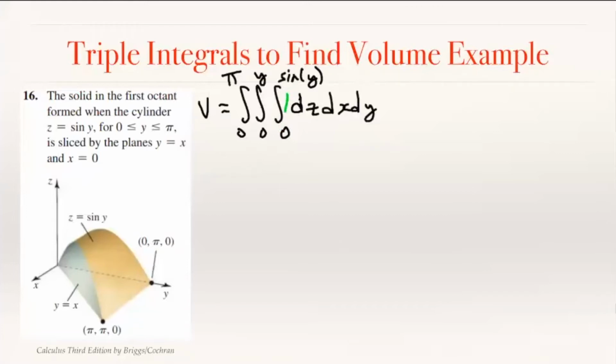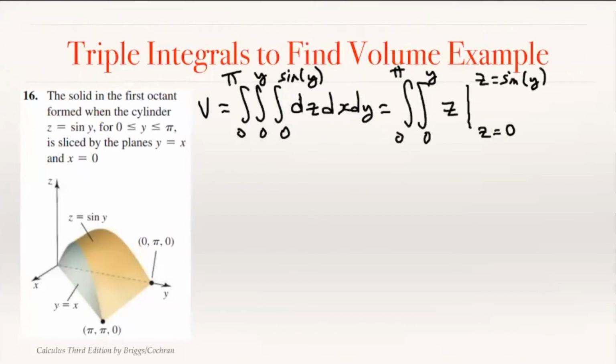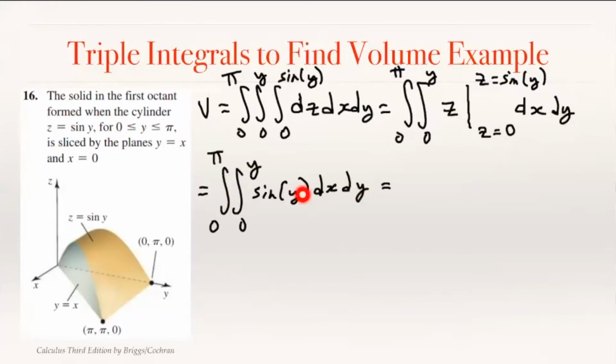Okay, so that inner integral, the integral of 1 dz is z. So that inner integral is z, and we are evaluating it between z equals 0 and z equals sine of y. And we are doing that dx dy. Okay, well, at 0, it goes away, and at z equals sine y, that's what remains. So now we have this, and we continue evaluating from the inside out.